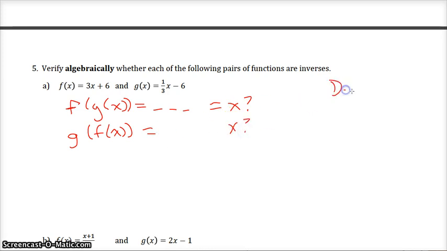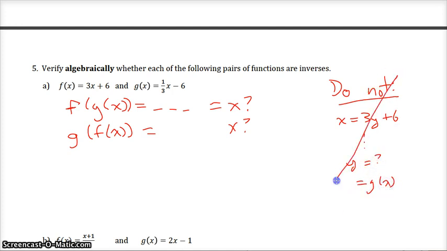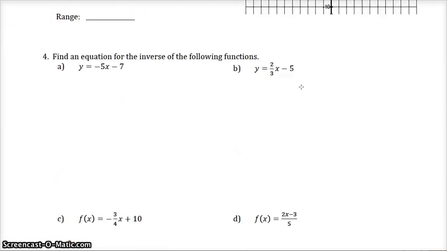Do not, let's put this here so it's in writing. If you're watching this muted, don't go, oh, x equals 3y plus 6, try to solve for y, and see if it equals g of x. This is not what this question is asking. That's what you do when you're doing these questions where there's only one to do.